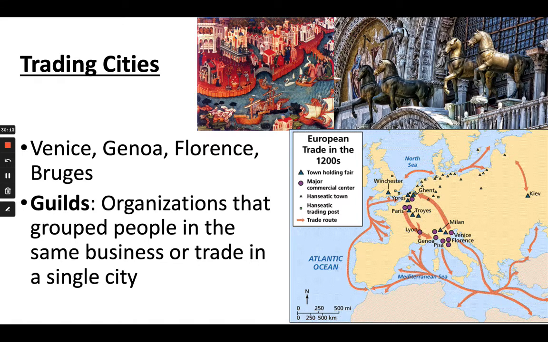But it would also mean they could deny access into these industries to outsiders, to women, to Jews. And this is going to help develop these skilled industries in Europe.